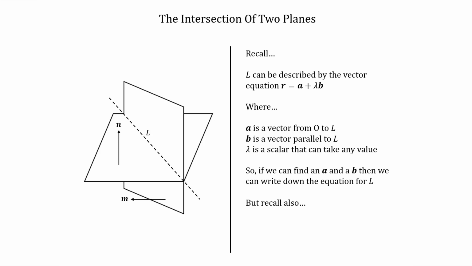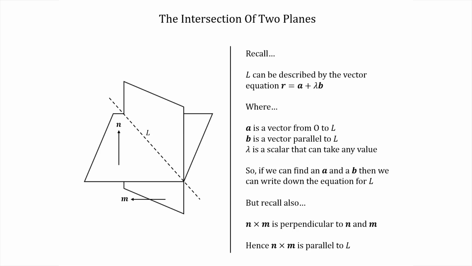So, recall that n cross m, the cross product of the two normal vectors, is perpendicular to both n and m. We saw this in the video on the cross product. But if n cross m is perpendicular to both vectors, then it must be parallel to L.